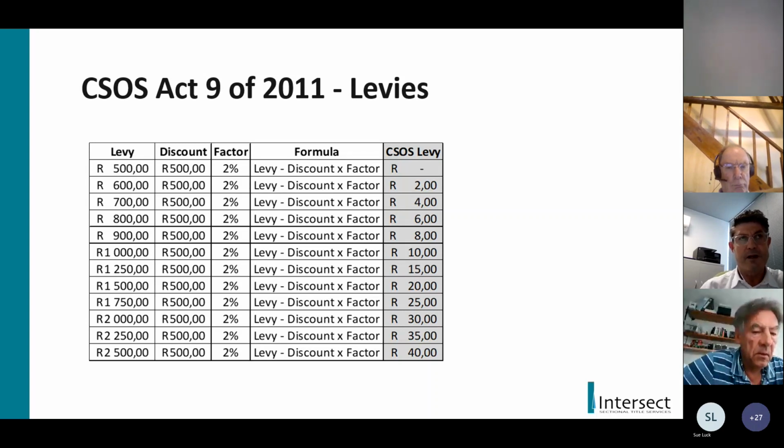40 Rand is the maximum amount that the CSOS levy must be calculated at. In other words, any levies over 2,500 Rand, even if it's 4, 5, or 10,000 Rand, will still pay 40 Rand as a maximum CSOS levy. And that levy must be collected as part of the levy statements that are sent out to the owners, and then they are payable every quarter to CSOS.